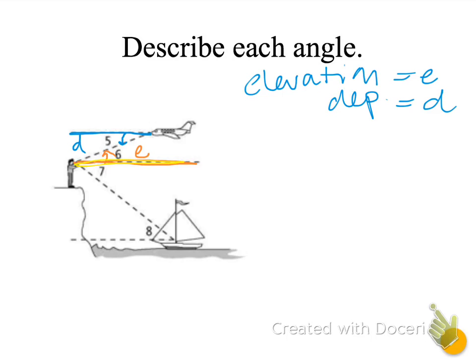Angle 7, here's my horizontal line. To make angle 7, you're looking downward, so it is depression. And then angle 8 down here. Here's my horizontal line. To make angle 8, you are looking upward, so it is elevation.